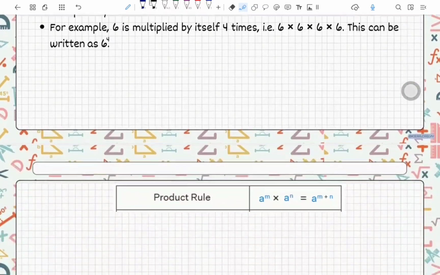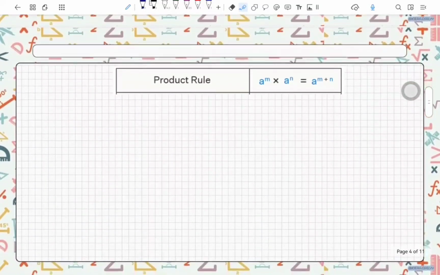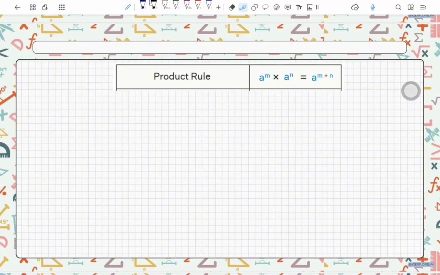So let's go over the first rule, the product rule. In the product rule, it is important that the bases of the exponents are the same. Again, this is your base and this is your exponent. Those are the two parts of an exponent. So what are we going to do? As you can see, we are just going to copy the base and add the exponents.